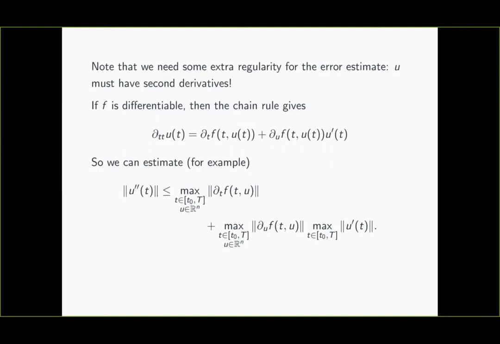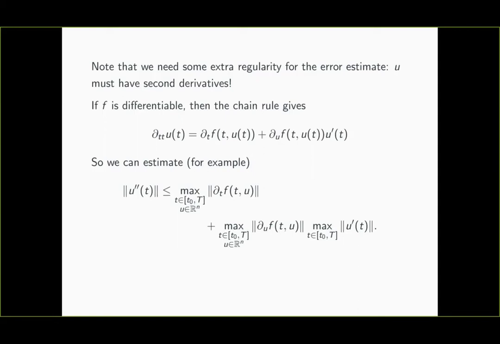So let us suppose that f is differentiable. Let's take the second derivative of u in time. That just amounts to taking the time derivative of the right-hand side of the differential equation. So what we get, under the assumption that f is differentiable, is that u prime prime of t, the second time derivative of u at time t, is equal to the time derivative of f evaluated at t and u of t, plus the derivative of f in the second variable evaluated at t and u of t, multiplied with u prime of t.